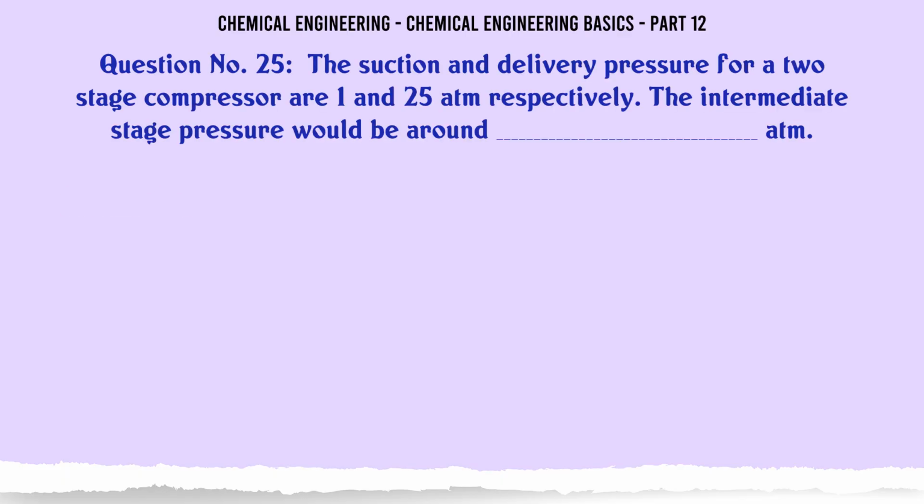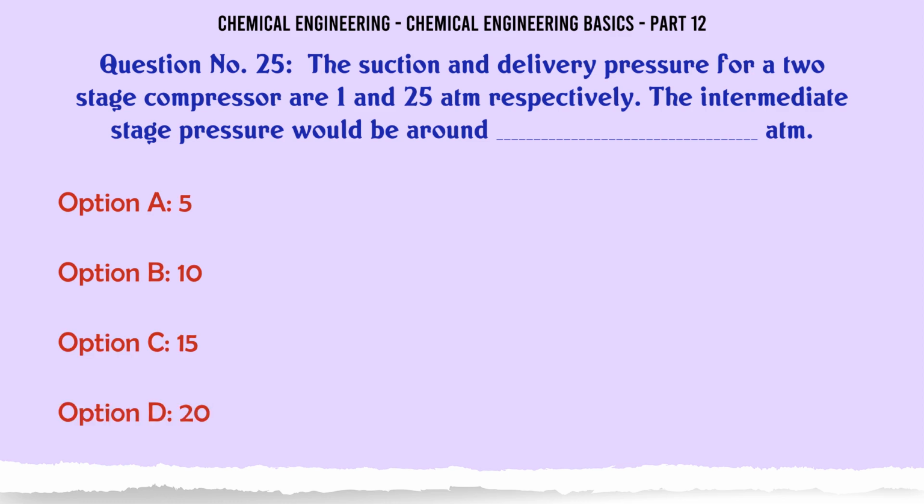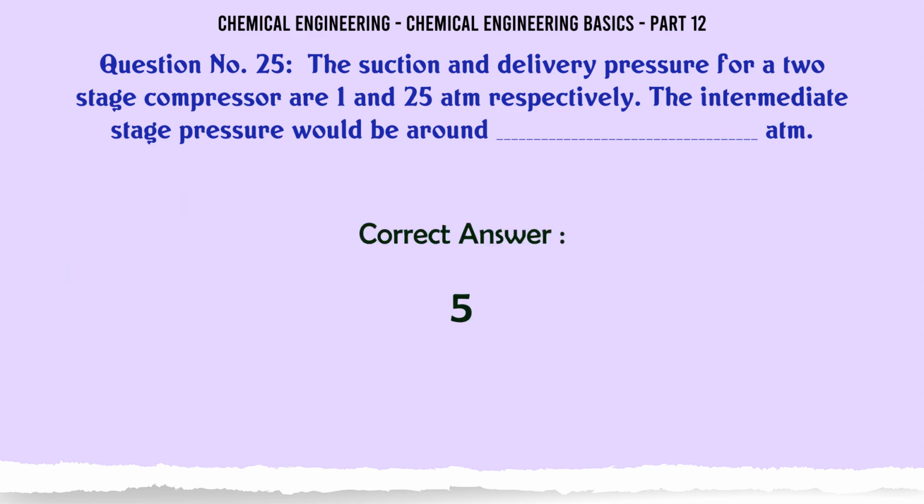The suction and delivery pressure for a two-stage compressor are 1 and 25 atm respectively. The intermediate stage pressure would be around atm. A. 5. B. 10. C. 15. D. 20. The correct answer is 5.